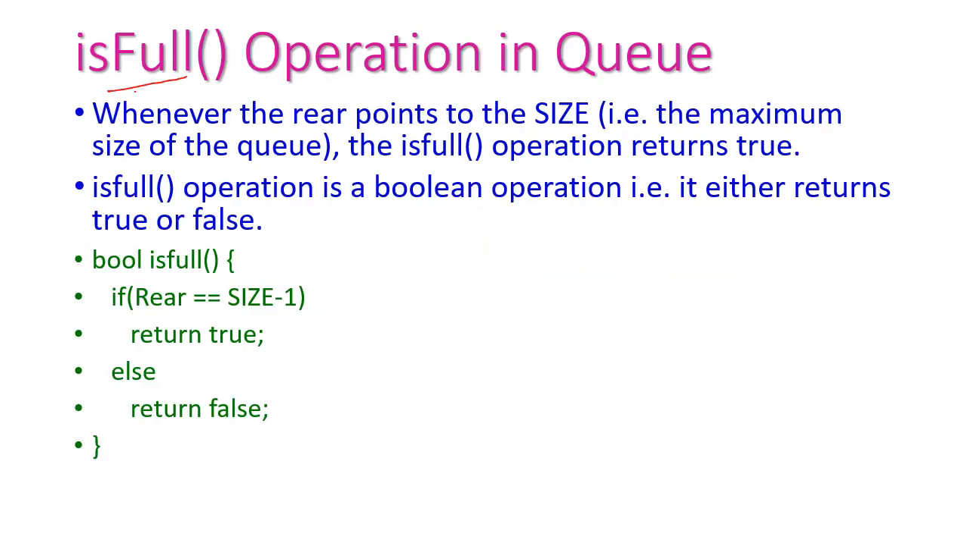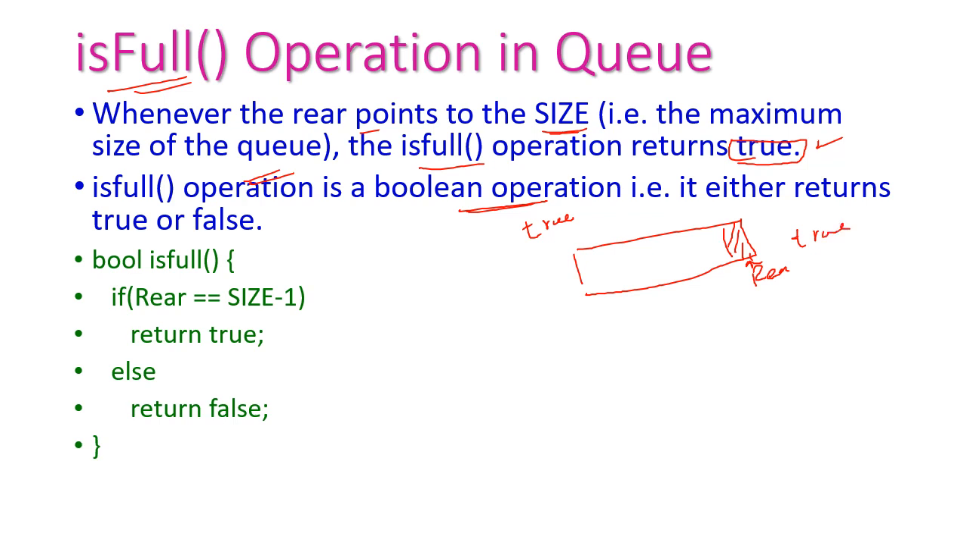The next one is the isFull operation, which is used to check whether the queue is full or not. That is, whether the rear pointer reaches the maximum size or not. Whenever rear points to the maximum size of the queue, the isFull operation returns a true value. That means isFull is a Boolean operation, which returns either true or false. If the rear reaches the maximum size, it will return true. Otherwise, if the rear is pointing somewhere else, it will return false.